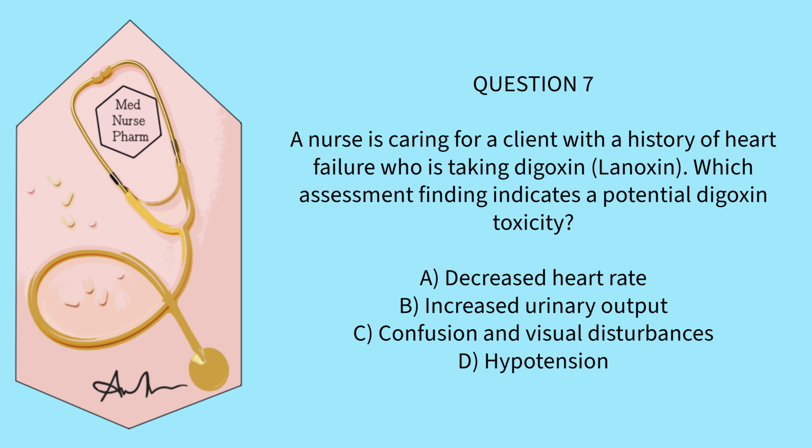Question 7. A nurse is caring for a client with a history of heart failure who is taking digoxin. Which assessment finding indicates a potential digoxin toxicity? Decreased heart rate, increased urinary output, confusion and visual disturbances, hypotension. Pause the video and select your answer.